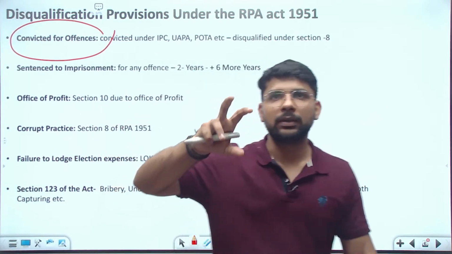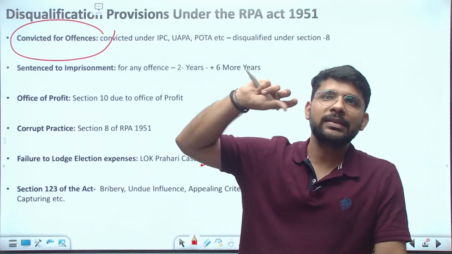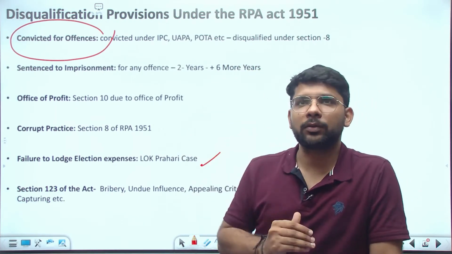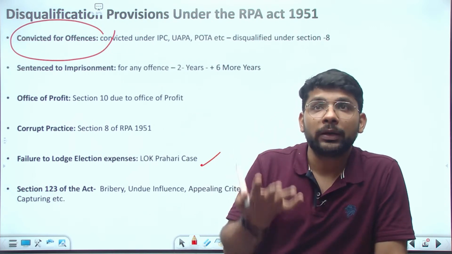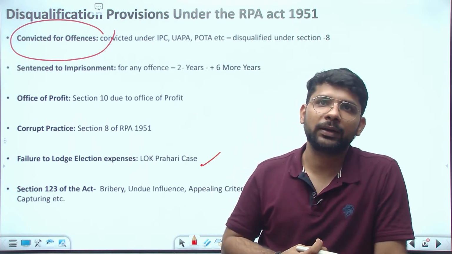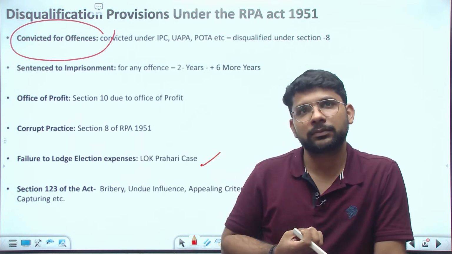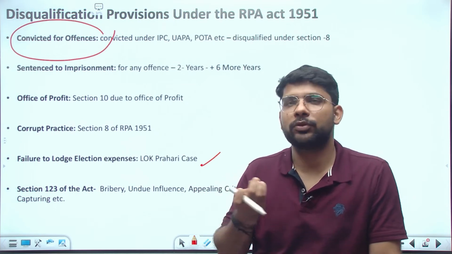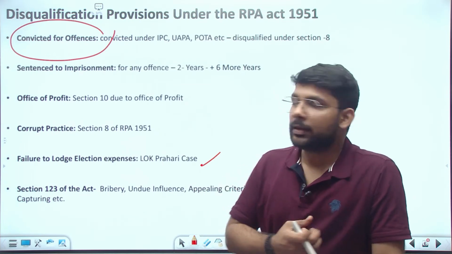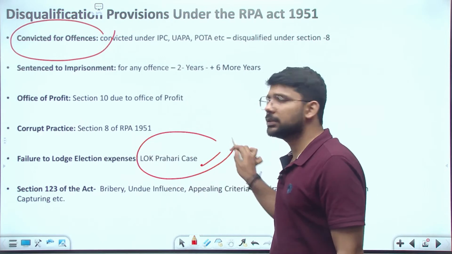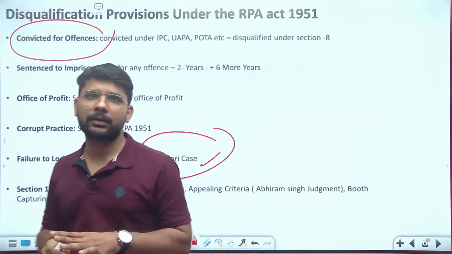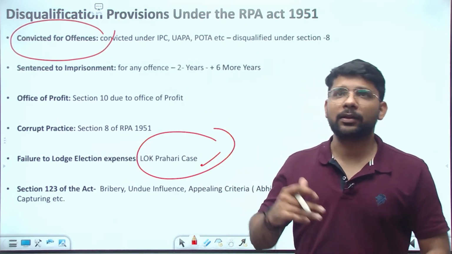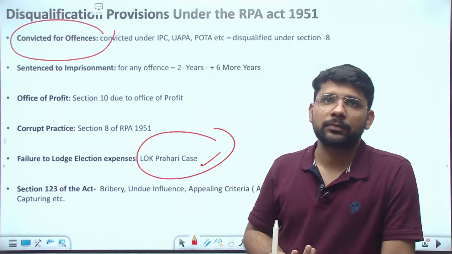If any person is subjected to spend 20 lakh rupees for a Legislative Assembly election and he is spending more than 1 crore, but he is not able to give the details of his expenses to the Election Commission of India, then he will be disqualified from the post of MP or MLA. You can mention the Lok Prahari case, the Supreme Court judgment related to the failure to submit election expenses.